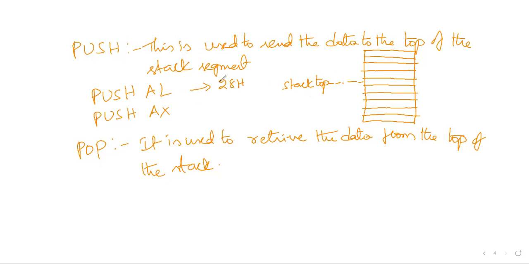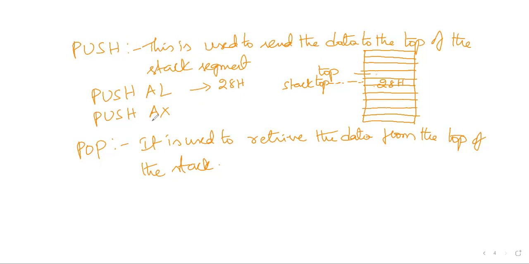This 28 number is loaded into this stack top, whatever it is showing, that is, the stack top holds 28 hexa. Then it is incremented by 1. Now currently the stack top is showing like this.